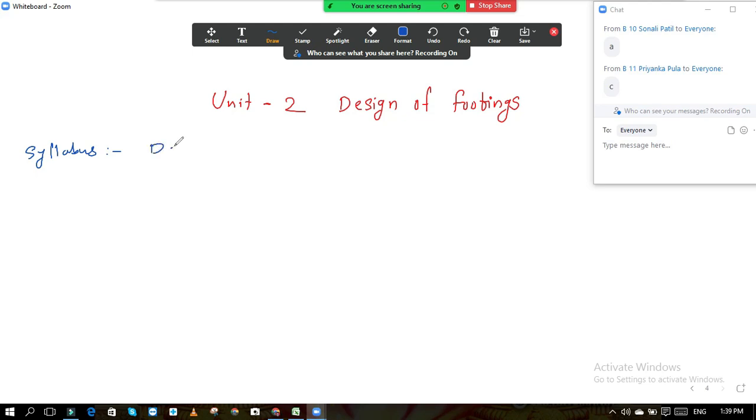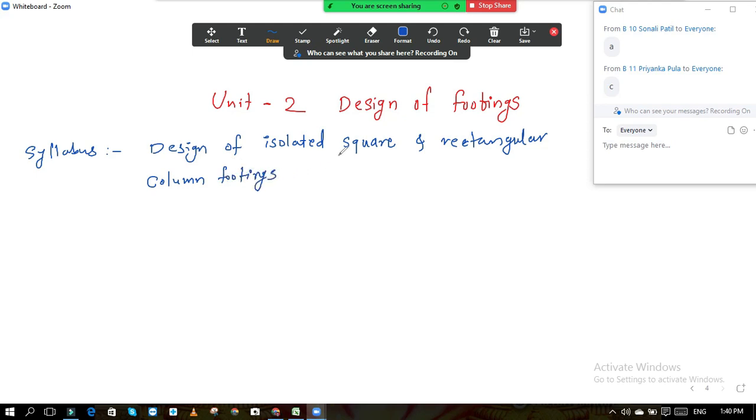Design of isolated square and rectangular column footings. Okay, so this is the syllabus.